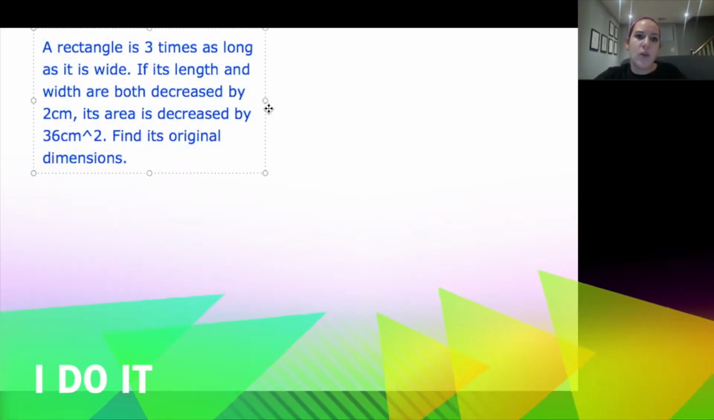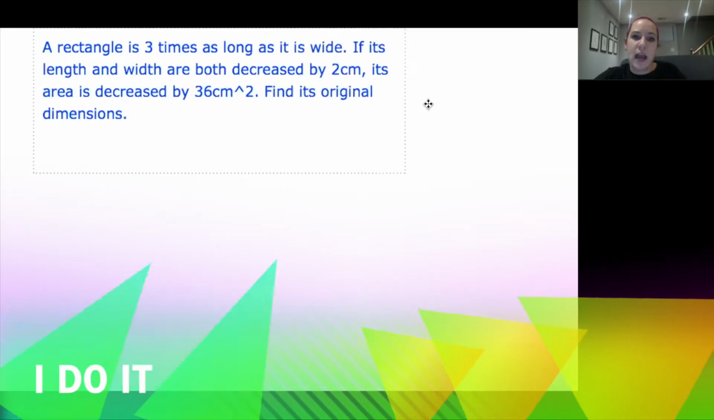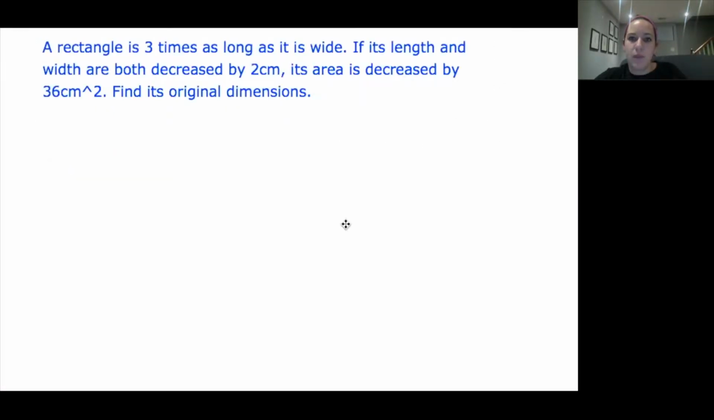What we know is that a rectangle is 3 times as long as it is wide. If its length and width are both decreased by 2 centimeters, then its area is decreased by 36 centimeters squared. Find its original dimensions. So we're going to start with our drawing.